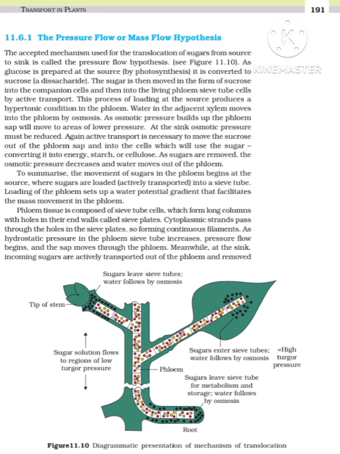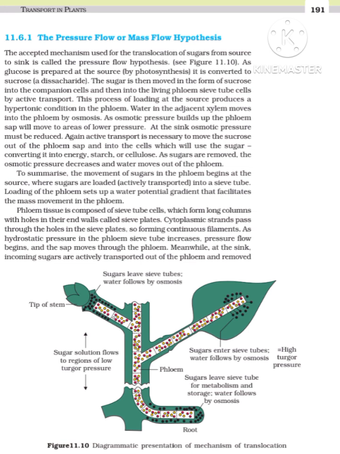To summarize, the movement of sugars in the phloem begins at the source, where sugars are loaded, actively transported, into a sieve tube. Loading of the phloem sets up a water potential gradient that facilitates the mass movement in the phloem. Phloem tissue is composed of sieve tube cells, which form long columns with holes in their end walls called sieve plates. Cytoplasmic strands pass through the holes in the sieve plates, so forming continuous filaments.